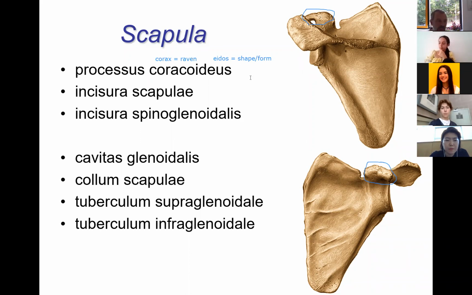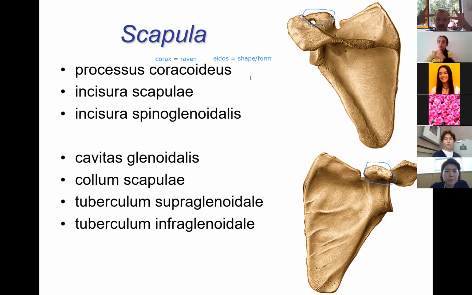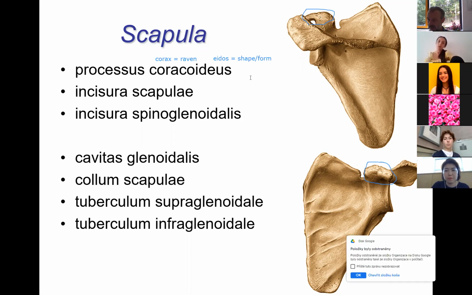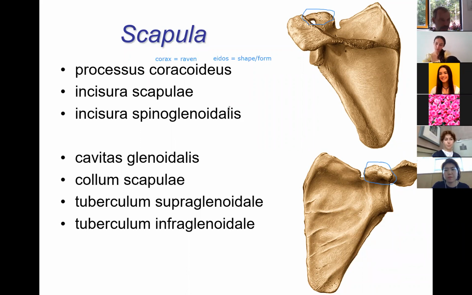And it serves for 6 structures to be attached, 3 muscles and 3 ligaments. You find all of them in the book, but I can tell you that it's the short head of the biceps brachii, coracobrachialis muscle origin, pectoralis minor insertion, and 3 ligaments, coracohumeral, coracoclavicular, and coracoacromial ligament. You find them in the books. Just 6 structures. Okay, then we come to notches.